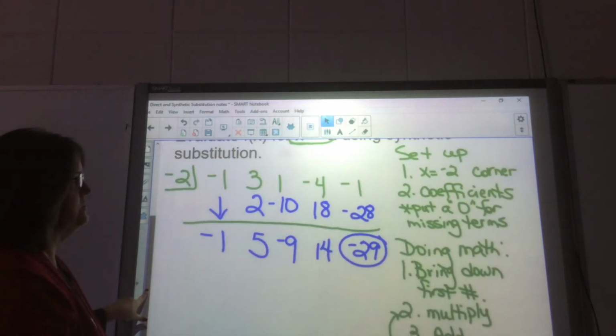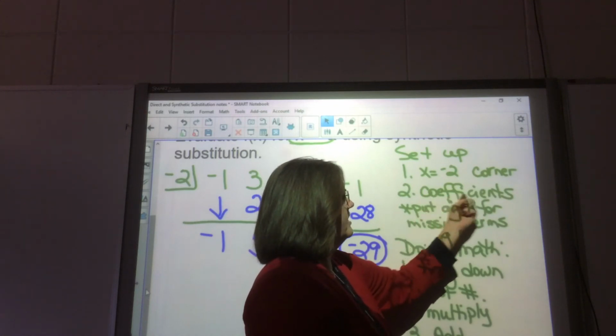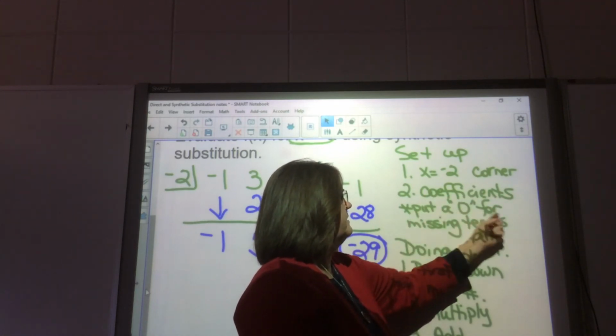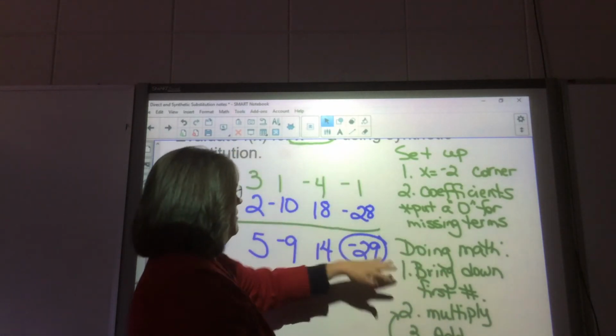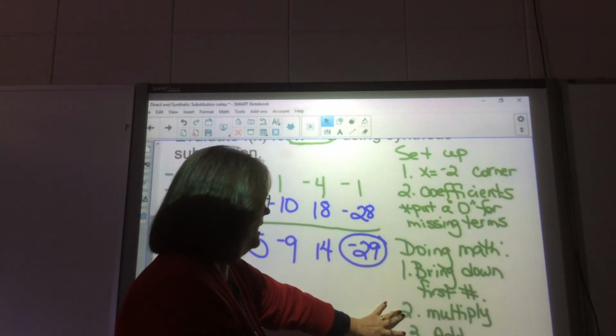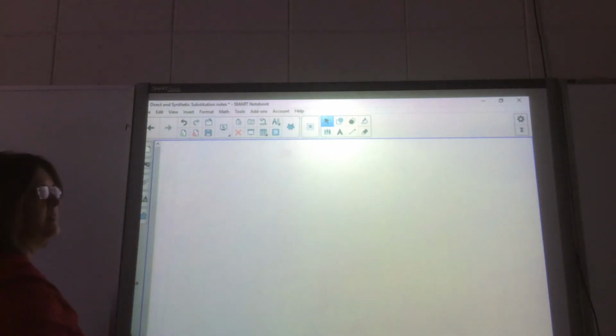And I wrote out steps over here. You set up x equals negative 2 in the corner. You write down the coefficients. You put a 0 for missing terms. And then when you do your math, you bring down the first number, multiply, add, and then repeat the multiply and the add.